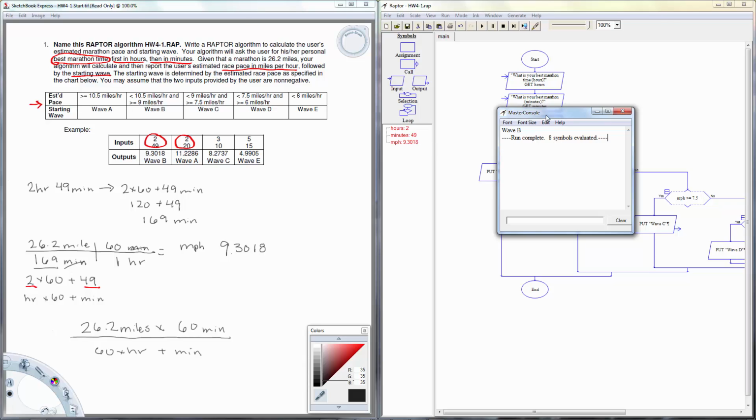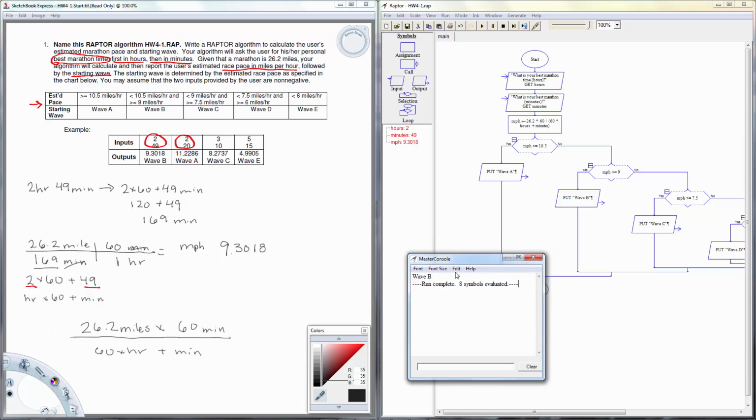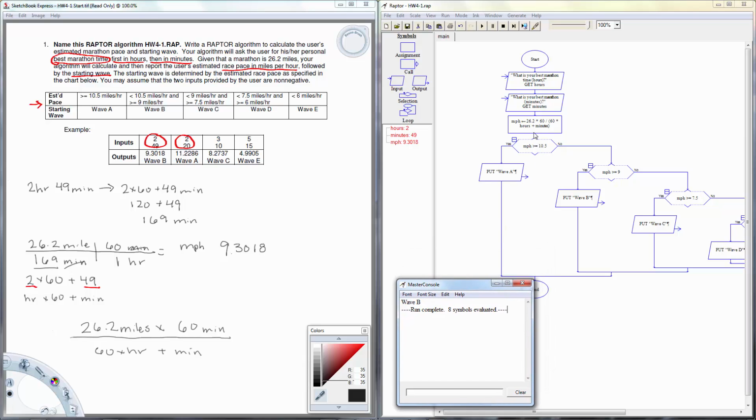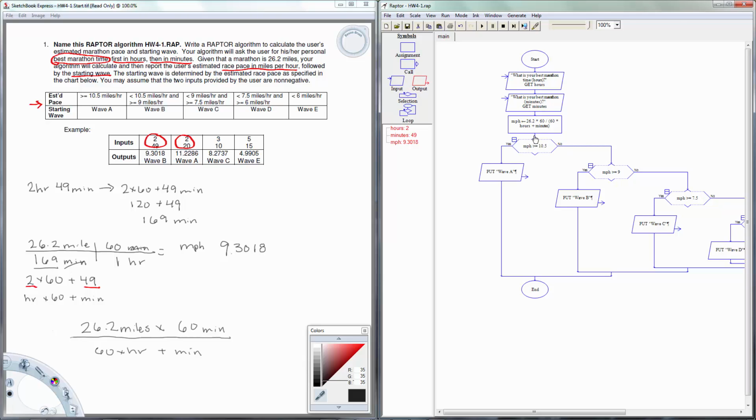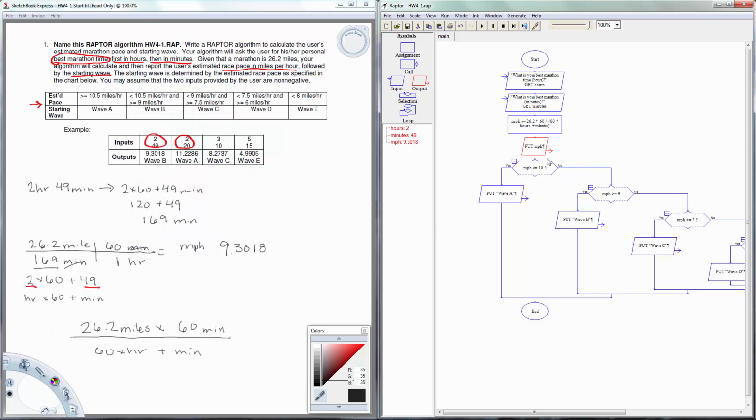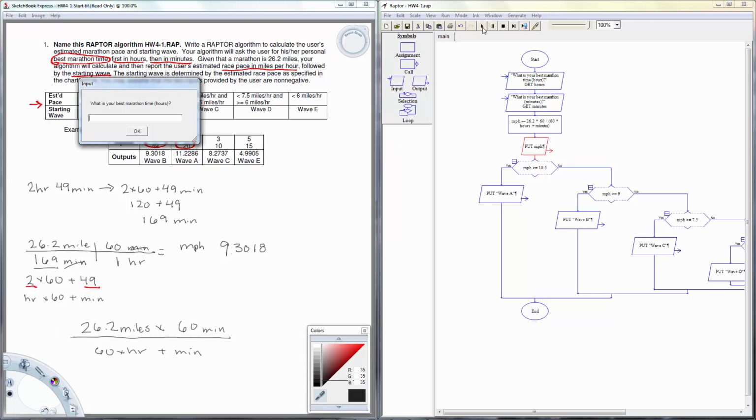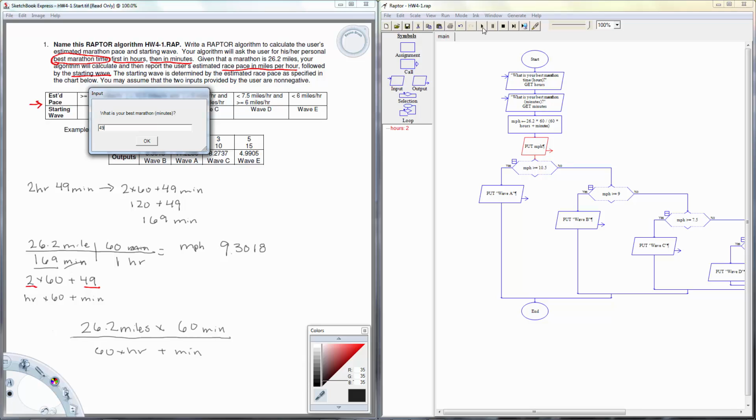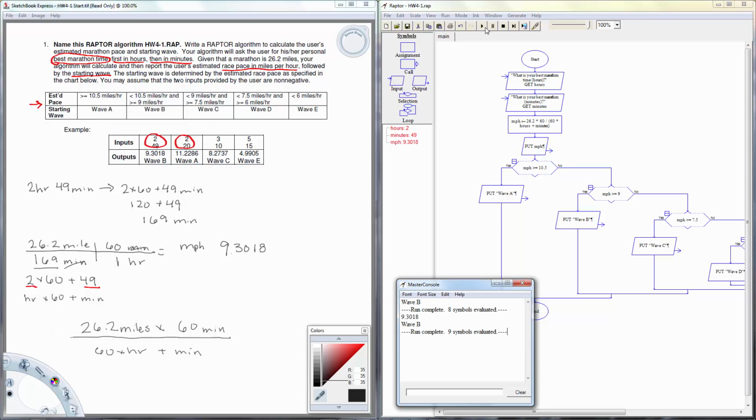So let me go back to the algorithm and see why it is that I'm missing an output. And as I see, while I did calculate the miles per hour, I did not output miles per hour. So I'm going to output miles per hour here. And that way, regardless of what the miles per hour is, it's going to output it before outputting the wave. So let's try this again. 2 hours, 49 minutes. And this time, it outputs 9.3018 wave B.